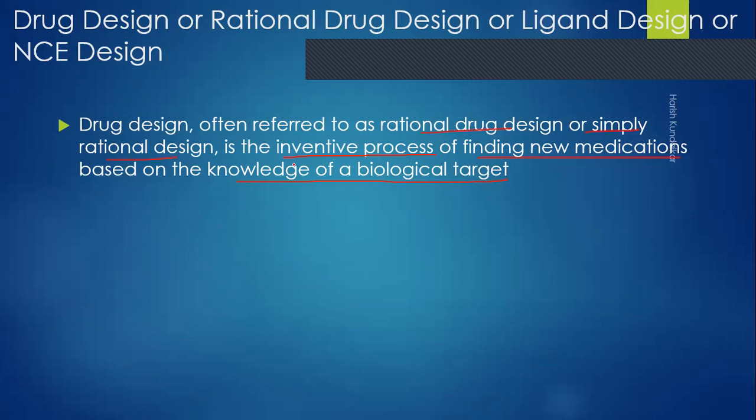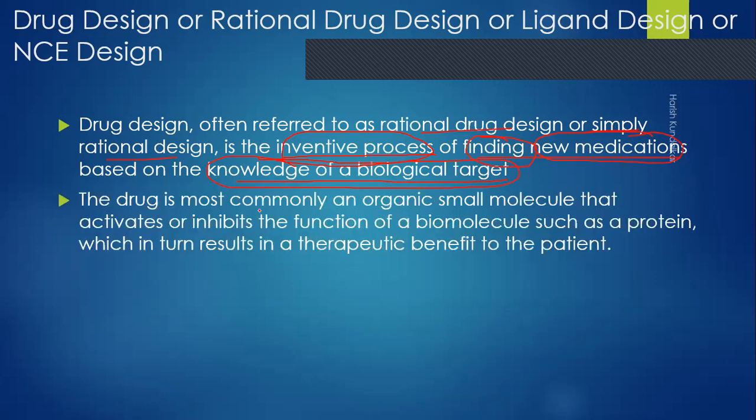So what we are seeing here, it is the inventive process, right, of finding what are we finding? New medications. Based on what? Based on the knowledge of the biological target. Okay. So it is the target knowledge that is already known, and then we are trying to devise or design or discover new medications against that particular target.